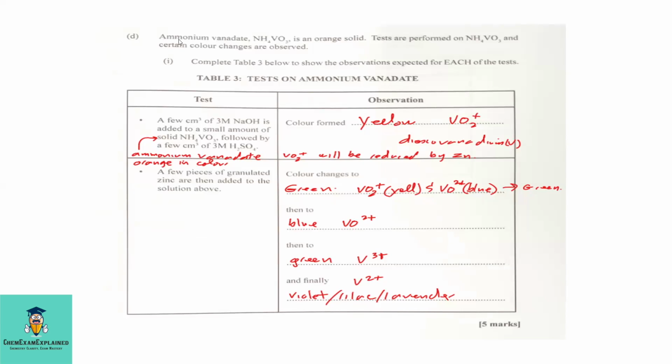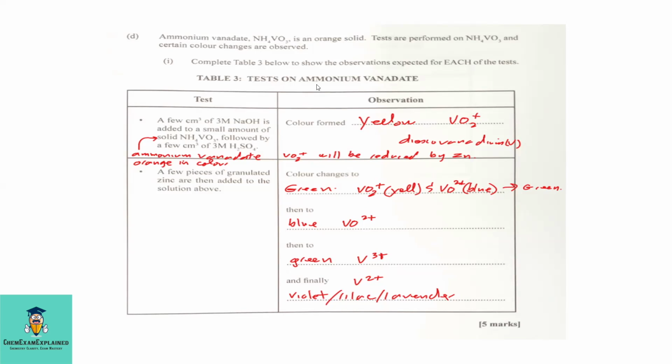Part D. Ammonium vanadate, NH4VO3, is an orange solid. Tests are performed on ammonium vanadate and certain color changes are observed. Complete table 3 below to show the observation expected for each of the tests. So this is our test in table 3 on ammonium vanadate. The test is a few cm cube of 3 molar sodium hydroxide is added to a small amount of solid ammonium vanadate, followed by a few centimeters cube of 3 molar sulfuric acid.